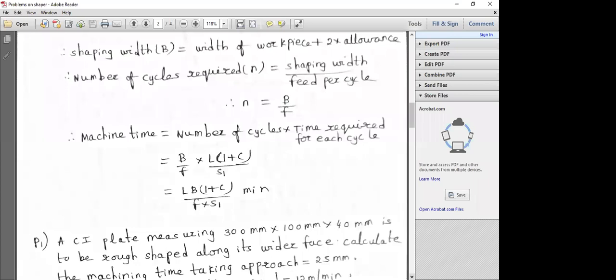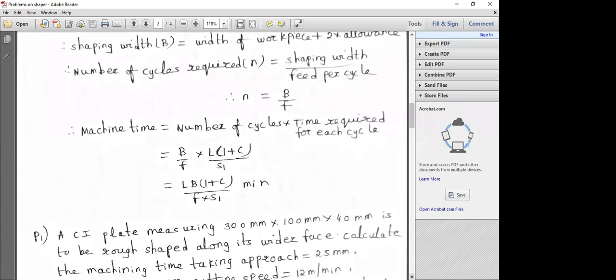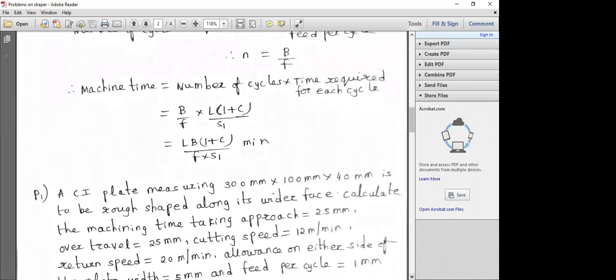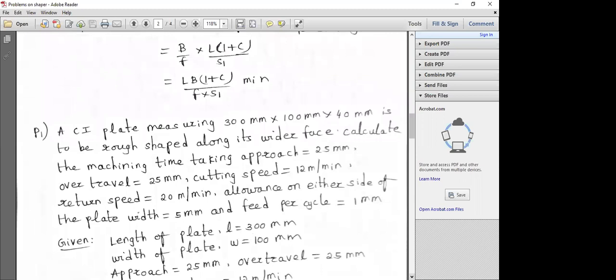So what is the problem we have to consider now, based on the machining time? We'll just try to see. All of you, just try to take the problem. I'll read it: a cast iron plate measuring 300 mm by 100 mm by 40 mm is to be rough shaped along its wider face.